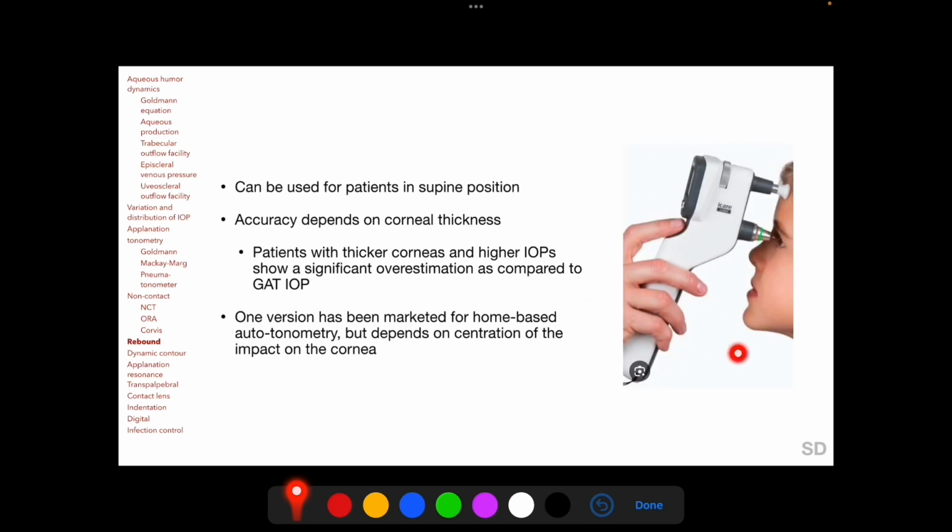This photograph shows an iCare tonometer, and these tonometers can be used for patients in supine position. The accuracy of rebound tonometers has been found to depend on corneal thickness, and one version of the iCare tonometer has been marketed for home-based autotonometry, but accuracy depends on centration of the impact of the probe on the cornea.